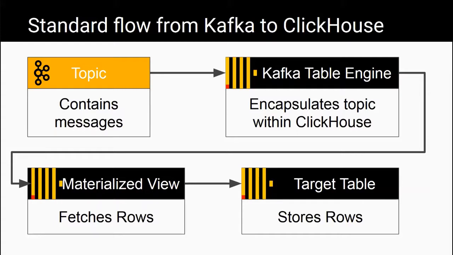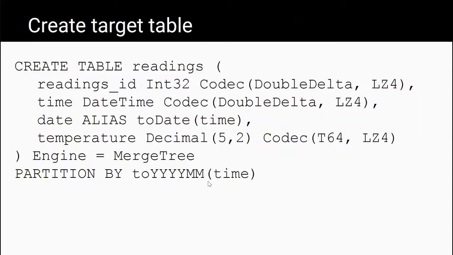And then what links them together is a materialized view. A materialized view is like a trigger on a table. Basically, the messages will flow into the Kafka table engine, or it'll be watching them. And at some point it just says, I've got enough. There's a parameter you can set to control how long it goes. It'll fire the materialized view, and they get transferred to the target table.